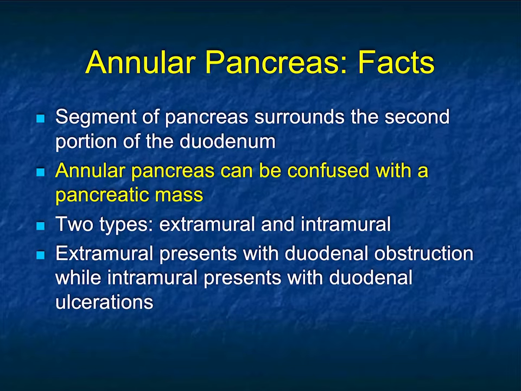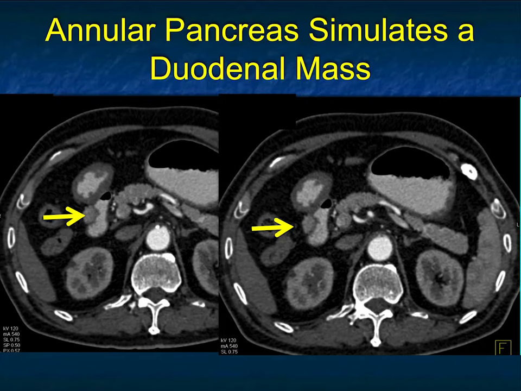A segment of the pancreas surrounds the second portion of the duodenum. That's what an annular pancreas is, right? Instead of staying medially, it goes over and beyond to the other side of the duodenum. And it can be confused with a pancreatic mass. There's two types people talk about, extramural and intramural. Extramural presents with duodenal obstruction, while intramural presents with duodenal ulcerations. And the extramural is the one we typically are thinking about.